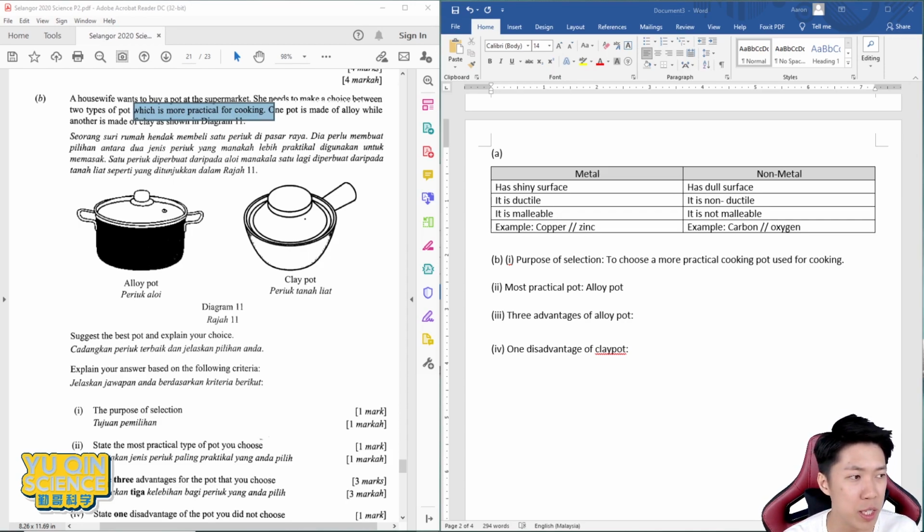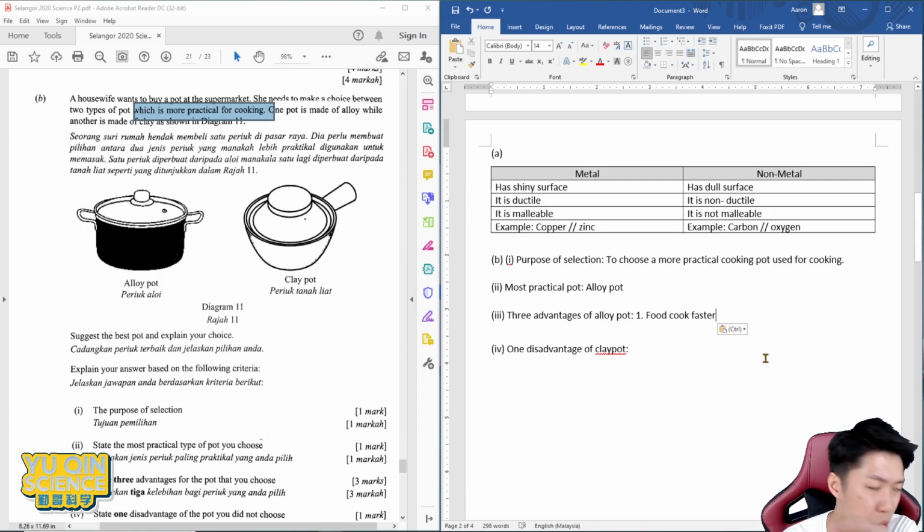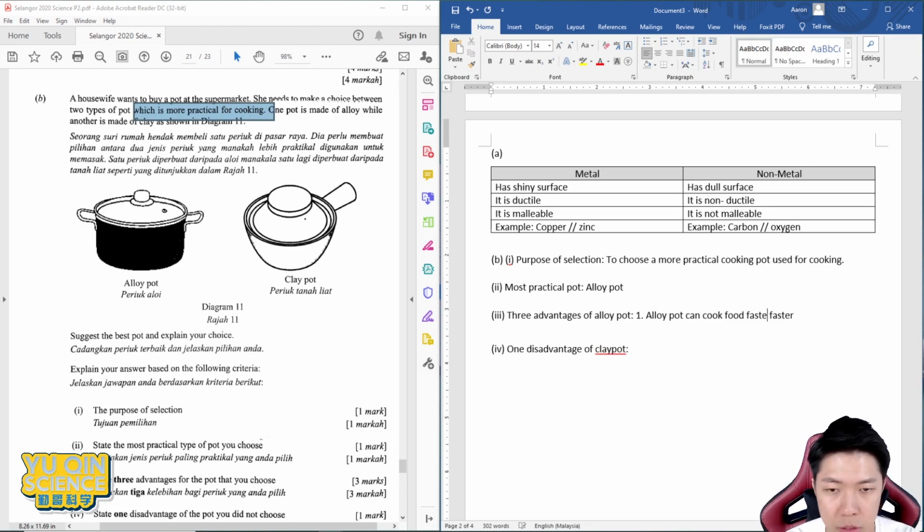So the advantage of using an alloy pot is it cooks faster. Yes, you can write like that. No need for an essay, don't need like 'one day, Andy chose the alloy pot'. There's no need to write paragraphs. Just make it straightforward: cooks faster. Or if you're worried, then you write: alloy pot can cook food faster. Something like that.